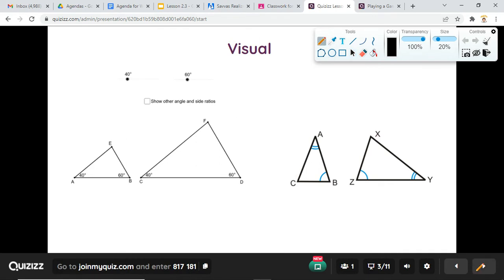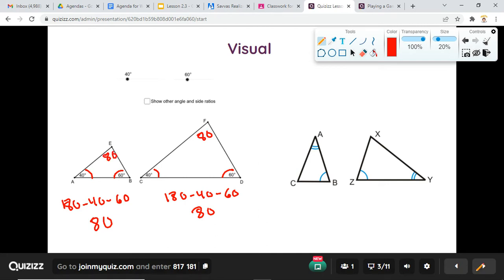So notice these two pairs of triangles. We have one pair on the left and one pair on the right. Notice with the pair on the left, both of these triangles have an angle measurement of 40 degrees on the left and 60 degrees on the right. They both have a 40 and they both have a 60. So if we did 180 minus 40 minus 60, I would get 80 degrees, I believe. And if we did the same thing over here, 180 minus 40 minus 60 degrees, we would get 80 degrees.